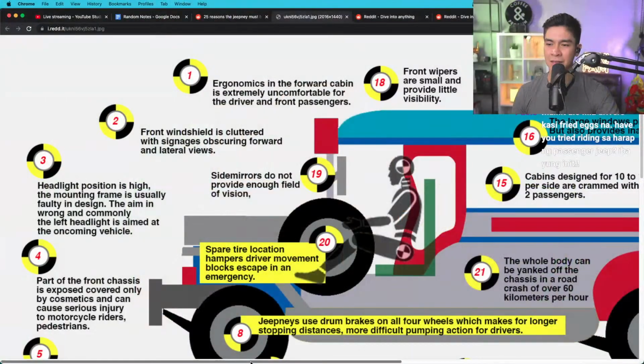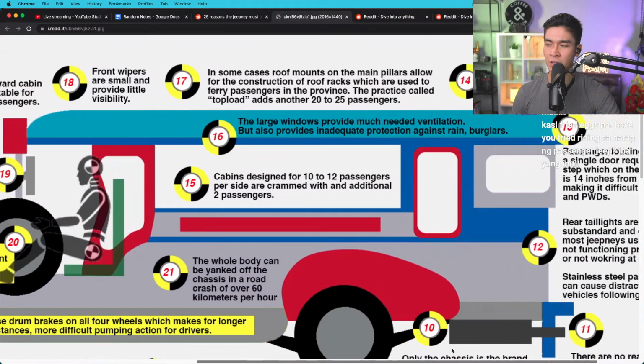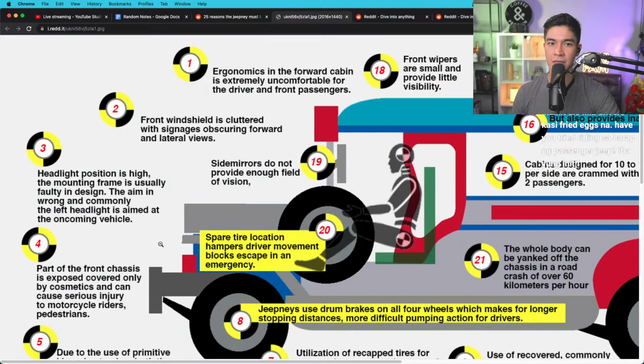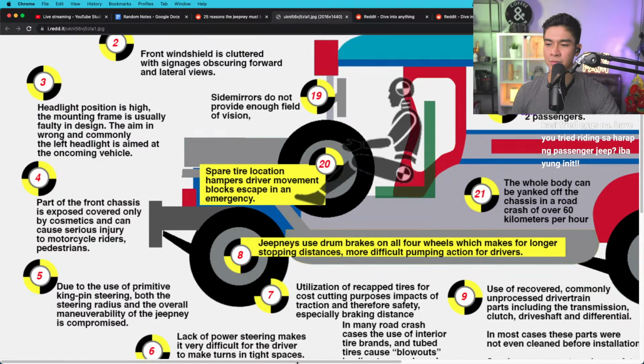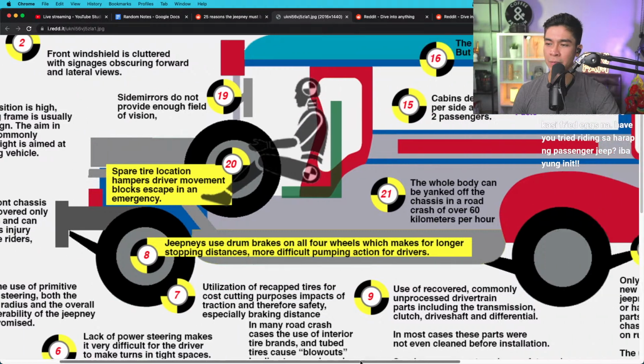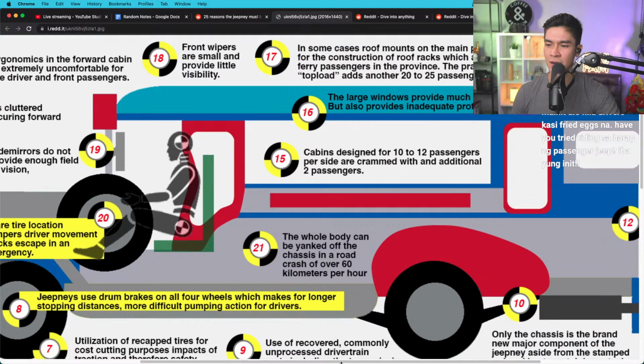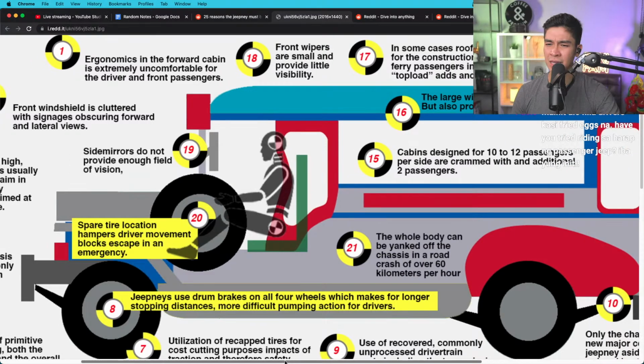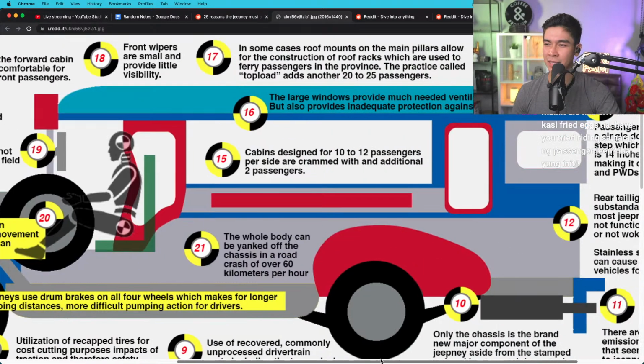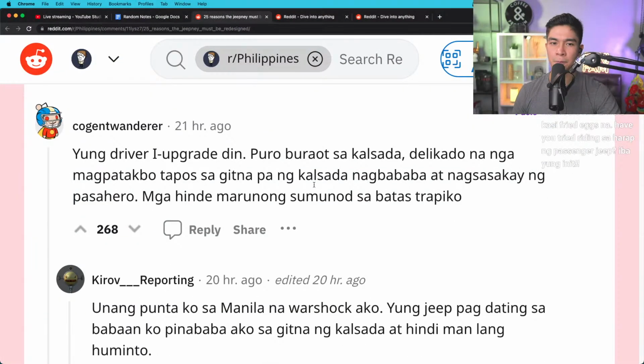But apart from that, this does break down the problems in today's jeepneys. Ano yung problema ng bawat parte ng jeepney? Comments. Yung driver i-upgrade din.